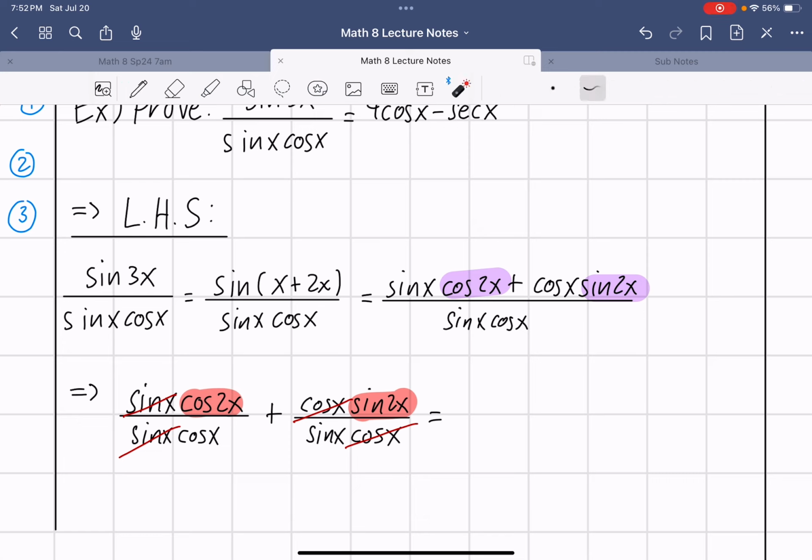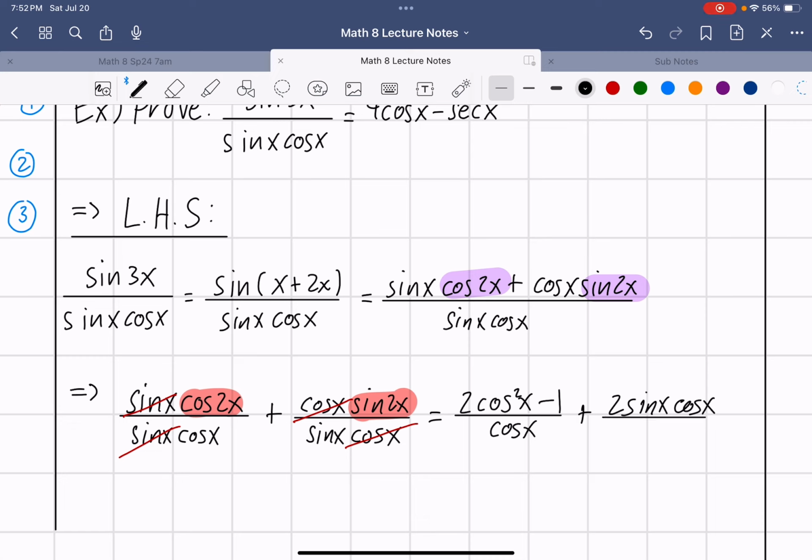Now, there were 3 different versions of cosine 2x, but seeing that I have a cosine in my denominator, I am going to use the cosine squared x minus 1 version with that cosine in the denominator. Plus, there's only one version for sine 2x, and that's just 2 sine x cosine x all over sine of x.